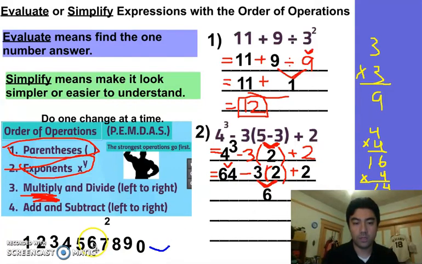So again, one change at a time. 64. So copy and bring down 64. Copy and bring down the minus. Copy and bring down the plus. And copy and bring down the 2.